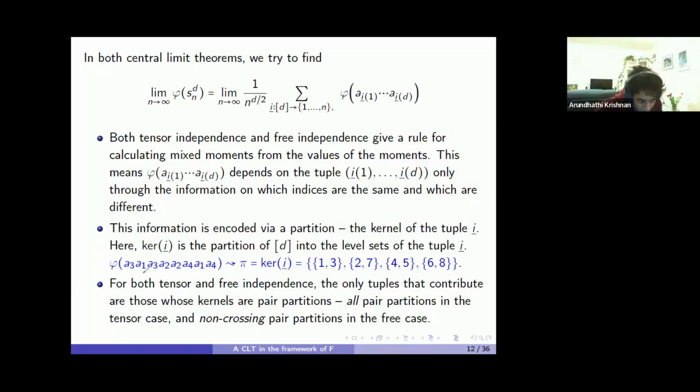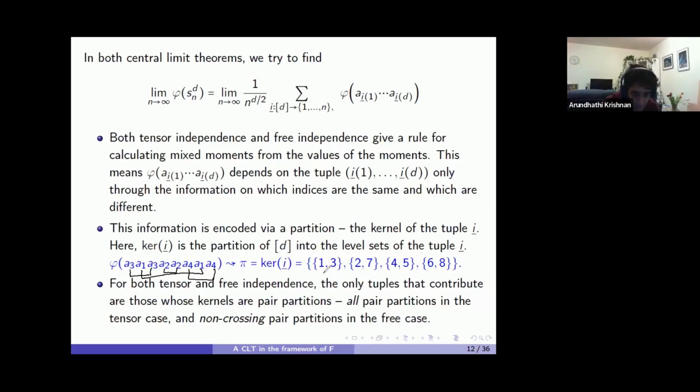So if we have phi of this product, I've got an A_3 in position 1 and also in position 3. So I'm just going to connect up those points. And then I have no more A_3s. And then A_1 is in the 2nd and the 7th position. A_2 is in the 4th and the 5th, and then A_4 is in the 6th and the 8th. In this particular example, we actually get a partition into pairs.